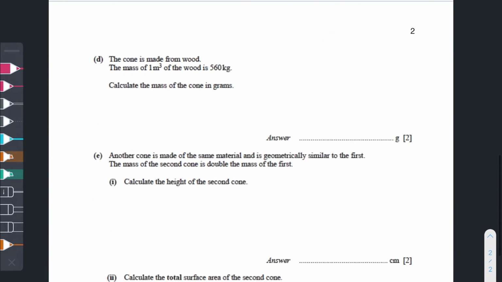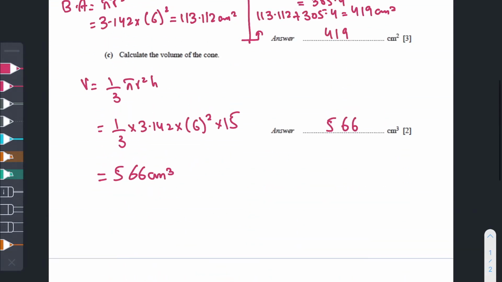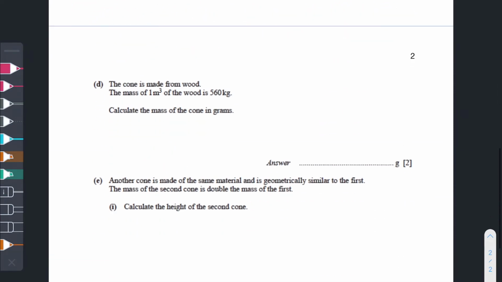The next part of the question says the cone is made from wood. The mass of 1 meter cube of the wood is 560 kilograms. Calculate the mass of the cone in grams. First of all, if you look at the previous part, the volume that we found was 566 centimeter cubed. But over here, the question is saying 1 meter cube is equal to 560 kilograms. So you convert 566 centimeter cube to meter cube, which becomes 0.000566 meter cubed. You divide 566 by 1 million.